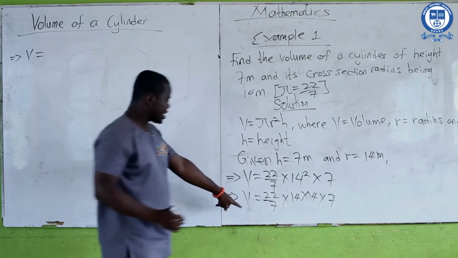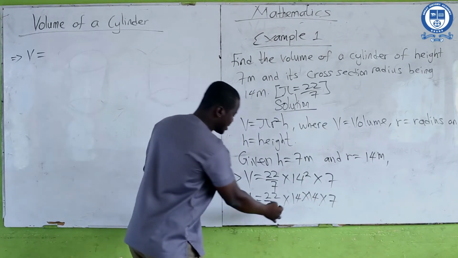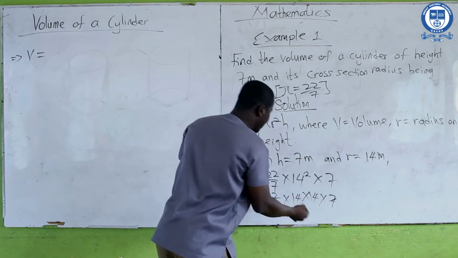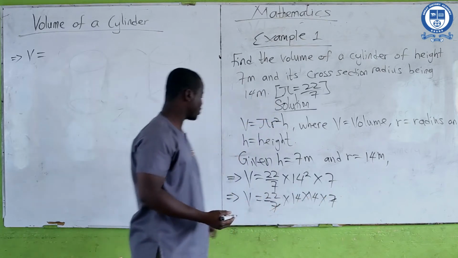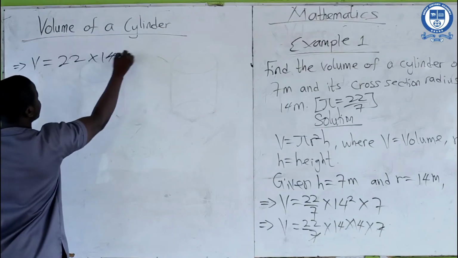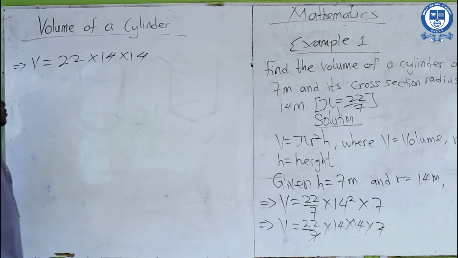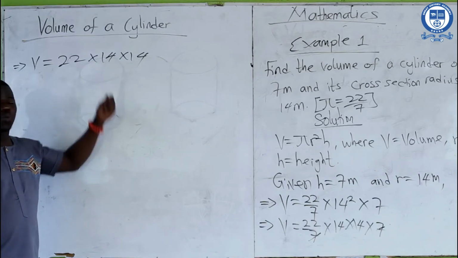If you consider the expression here, 7 divides 7. 7 divides 7, you get what? 1. So we can eliminate this one and that one, as you can see on the board. Now we'll be left with 22 times 14 times 14. If you are very quick with square numbers, 14 times 14 should give you 196.